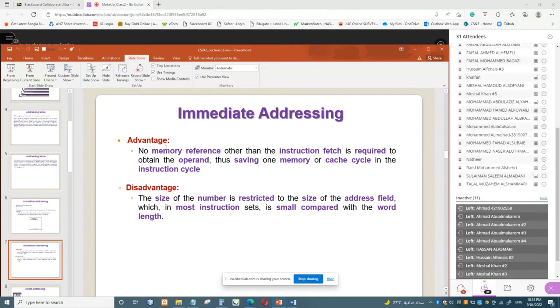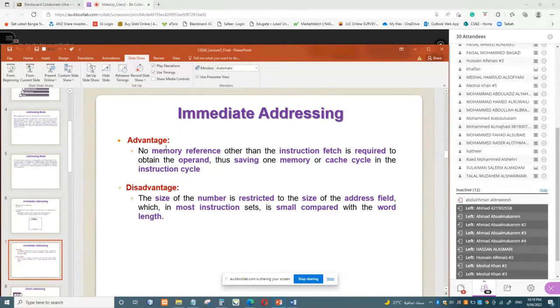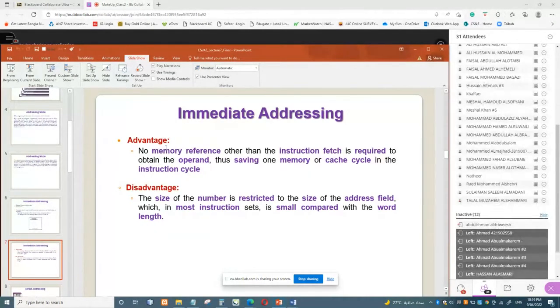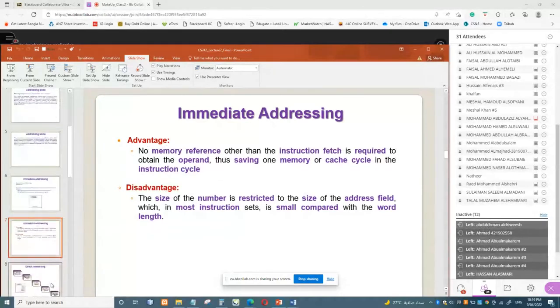That is the advantage. A disadvantage is that the size of your immediate operand, or the range of your immediate value, cannot be big, because we cannot spend a lot of bits for the immediate value. That is the disadvantage: the range of the number cannot be huge. It is limited, restricted because of the number of bits. You cannot use a lot of bits for immediate addressing.